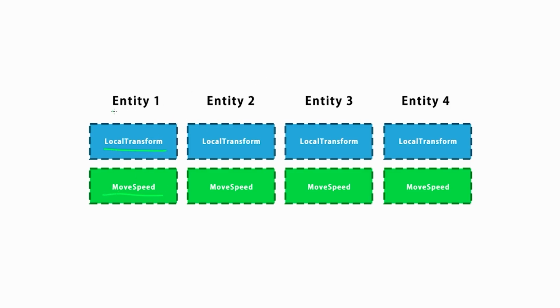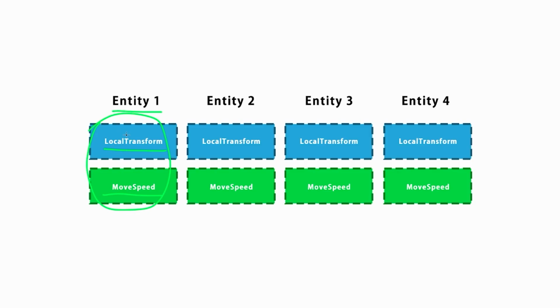Importantly, it does not matter what that entity represents. It doesn't matter if this represents a single unit, or a tank, or a building, or a bullet. If the entity has these two components, then the system is going to run the same logic on it. The system does not care what exactly the entity represents. It just runs the exact same logic on all entities that have all of the components that match the query.